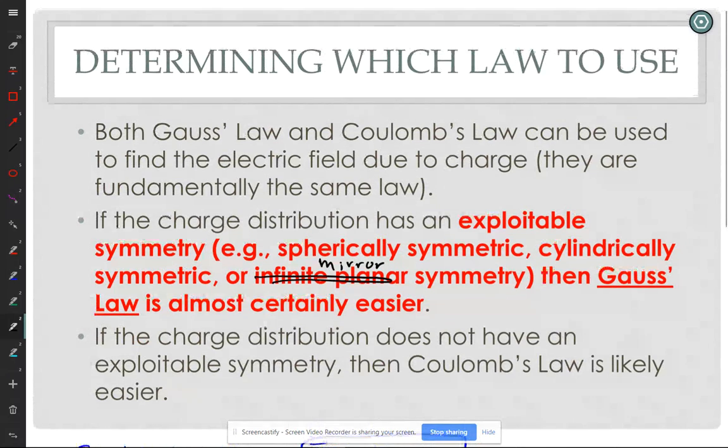So back to test prep. You want to look at your symmetry. If you have some kind of exploitable symmetry, cylindrical symmetry, spherical symmetry, or that mirror symmetry of problem 7, then Gauss's law is going to be the easy way to go, because you basically won't be doing calculus except for maybe the part about determining how much charge is enclosed. If you don't have a simple symmetry like that, it's probably going to be easier to use Coulomb's law.